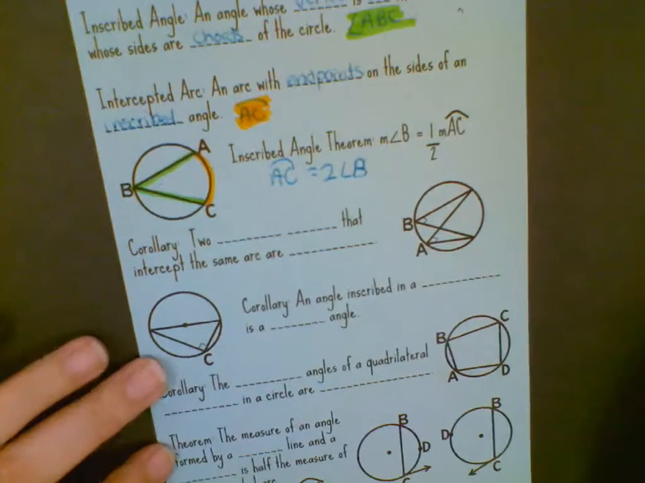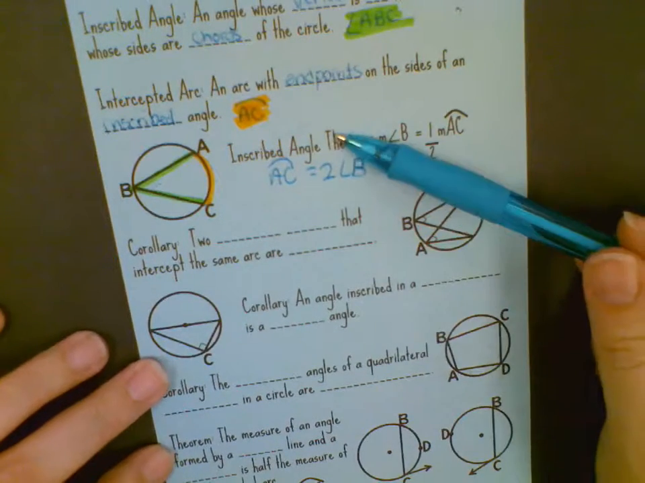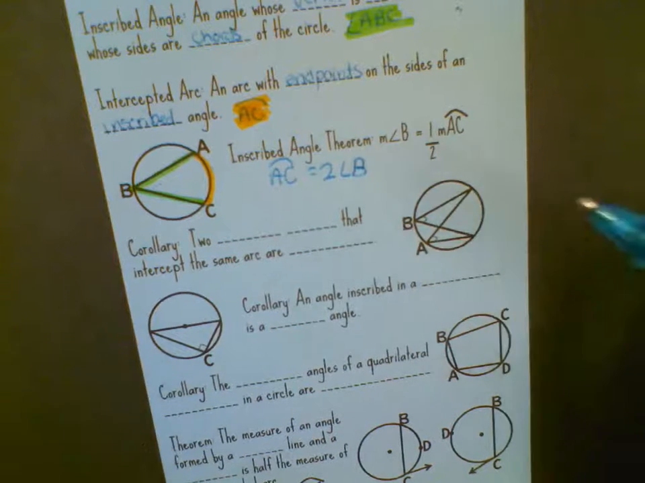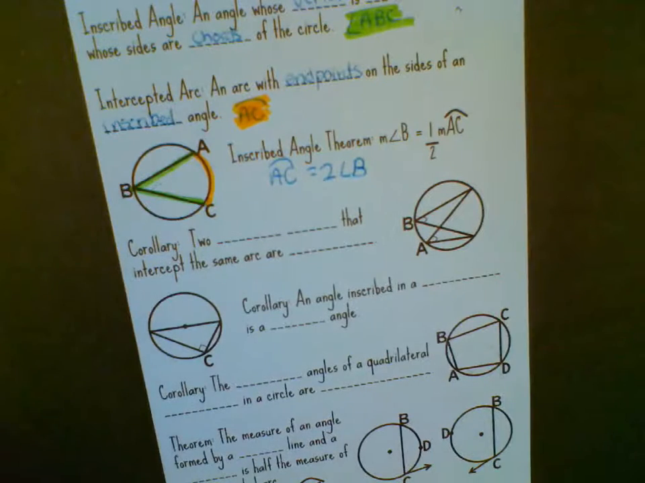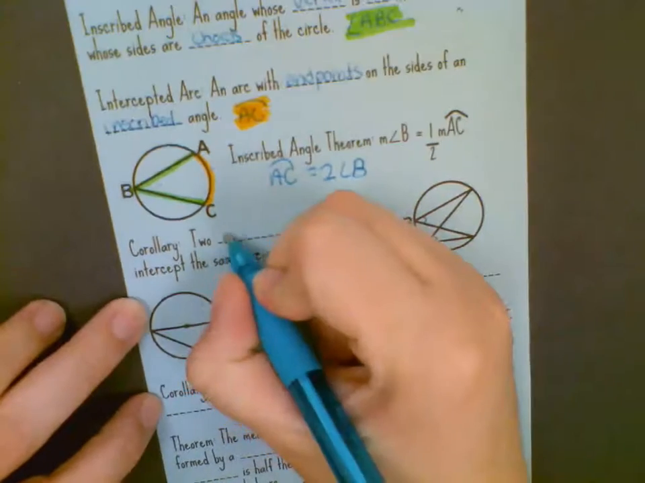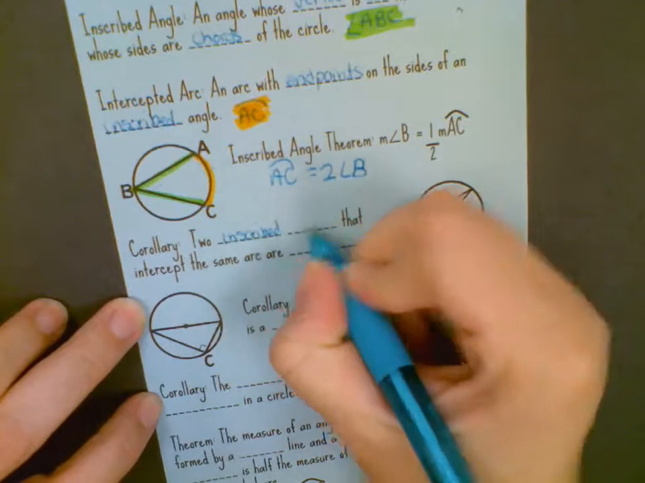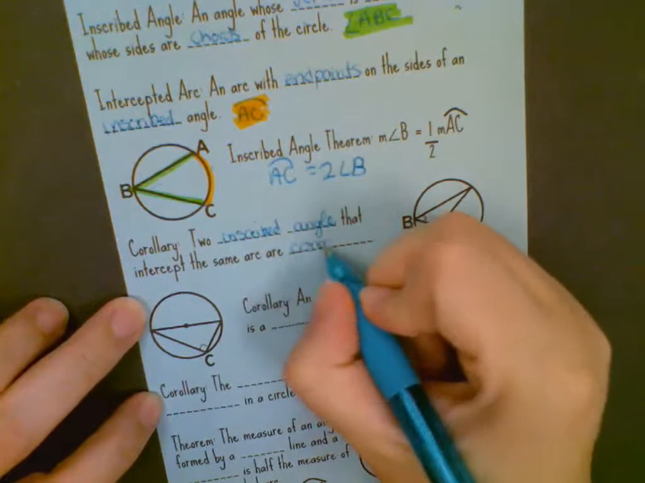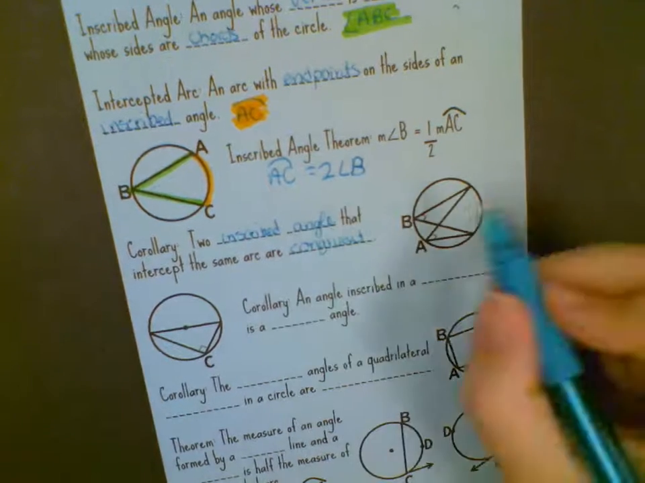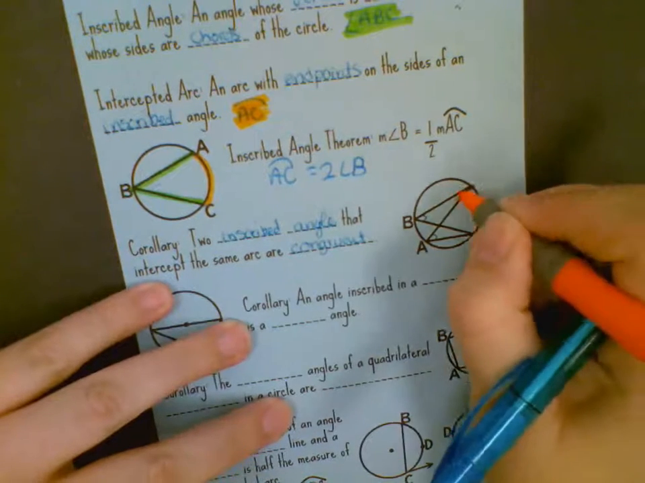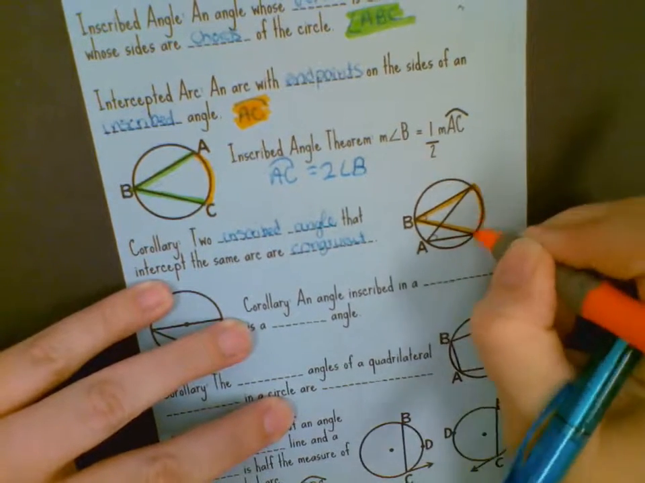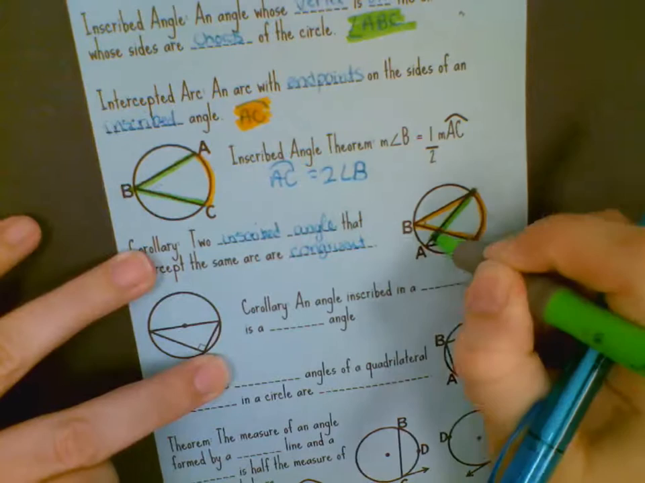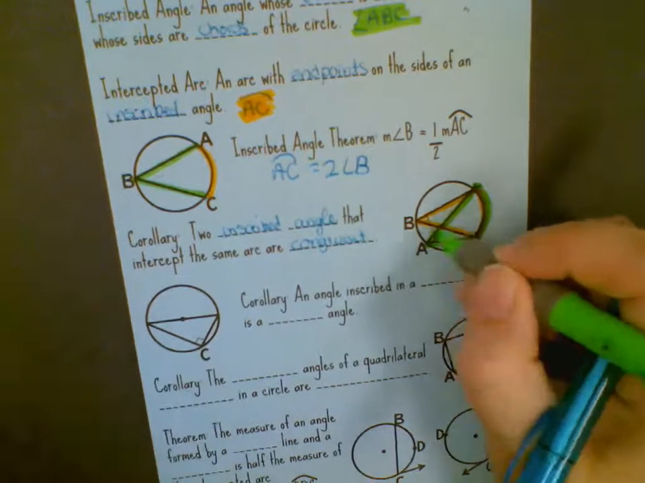So our first corollary, which is, remember, a baby theorem that comes from another theorem. So they have similar concepts or similar ideas. So this says that if we have two inscribed angles that intercept the same arc, then they are congruent. So if you look, angle B here intercepts this arc here, and then if we were to highlight angle A, it touches the same endpoints of that other arc, so those two angles A and B are congruent.